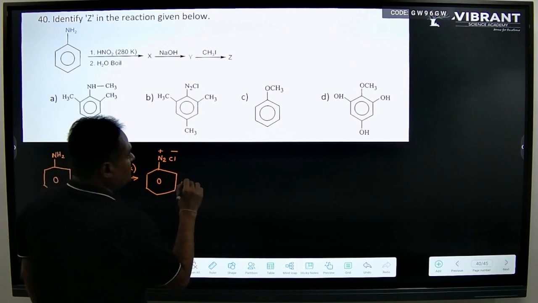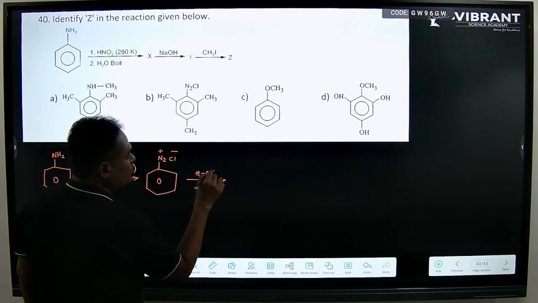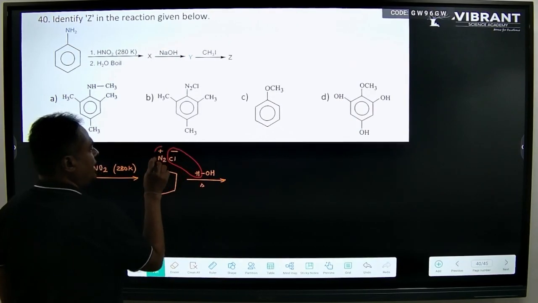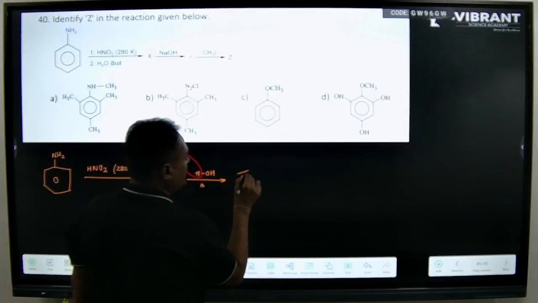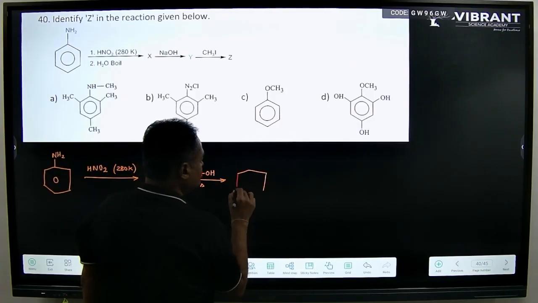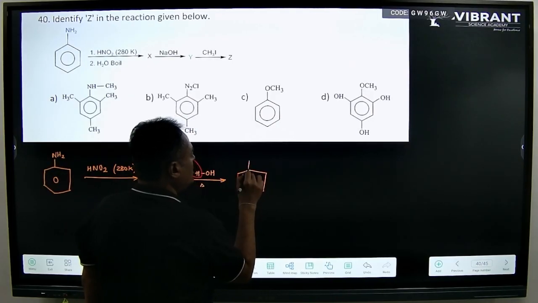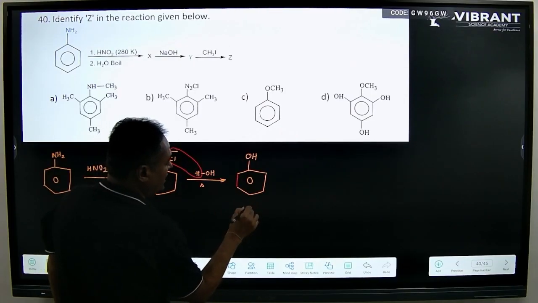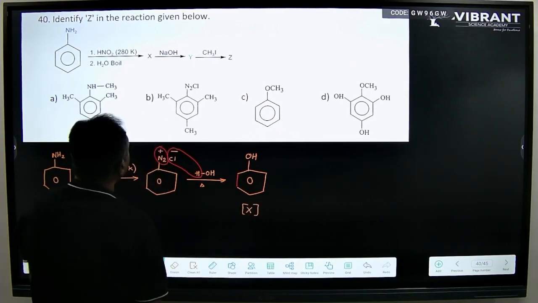Now, second step is boil it with water. When you boil it with water, what will happen? Your HCl will get lost, N2 is also lost. So, you will get your compound called phenol, and I think your option X product is nothing but phenol.